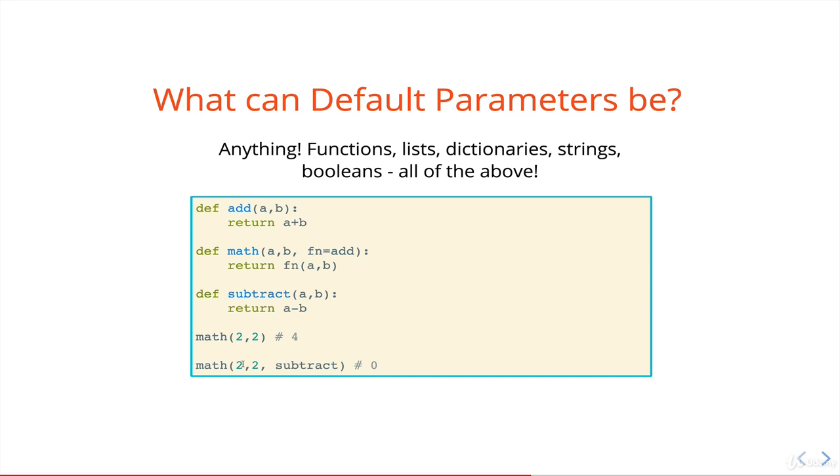Or we could do math 2, 2, and then pass in subtract. And in this case, a is 2, b is 2, fn is subtract. So then it calls return subtract 2, 2, which then runs subtract, and we return 2 minus 2, which is 0. So I apologize if this confuses you more, but I just wanted to show you that a default parameter is not limited to a string or an integer. It could be a list, a dictionary, or even another function like we have here.